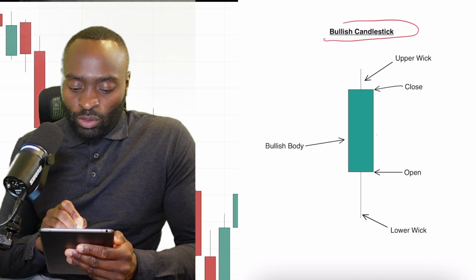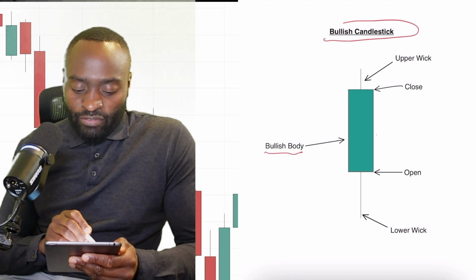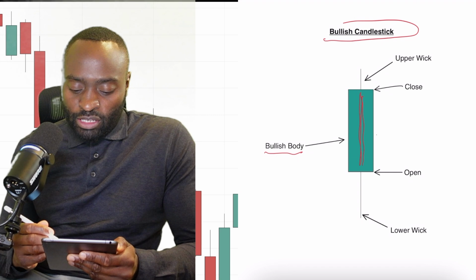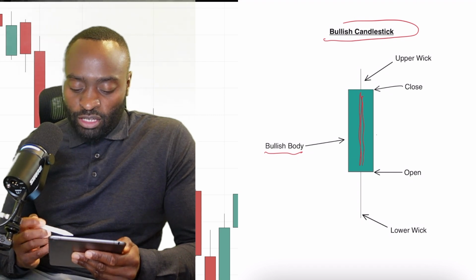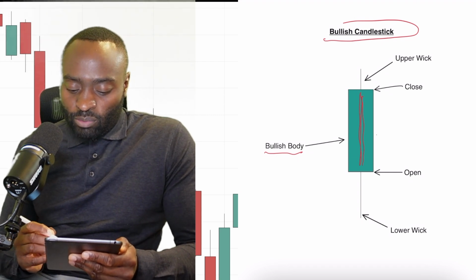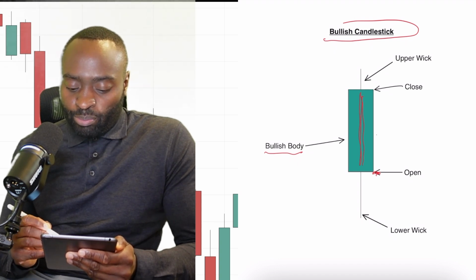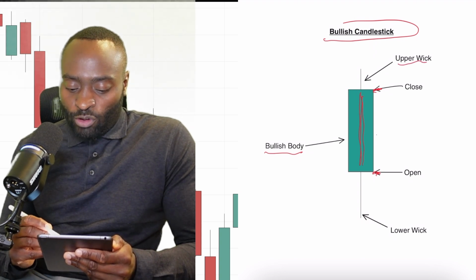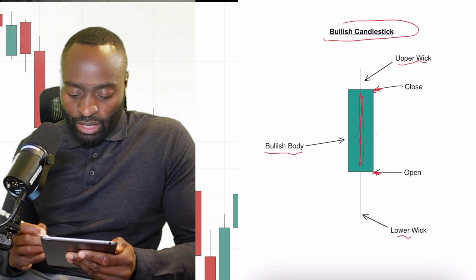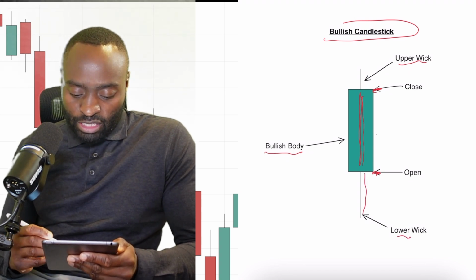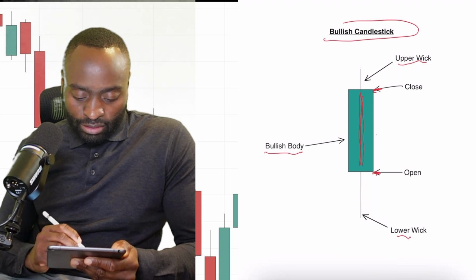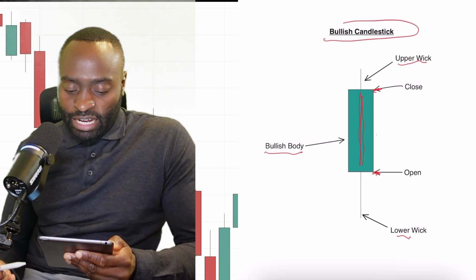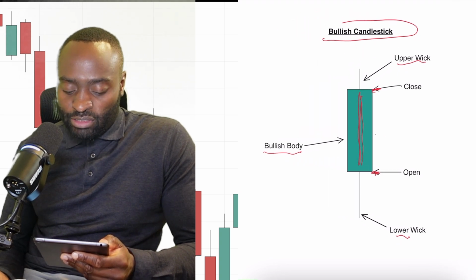Straight into it then, we're looking at a bullish candlestick. We have a bullish body. All of this green section is the bullish body. Because it's a bullish candlestick, we have the open, which is at the lower end of the body down here, and we have the price close, which is at the high of the body up here. We have the upper black line, which is called the upper wick, which is there. And we have the lower wick, which is this line down here. That's the lower wick. So that's the basic anatomy of a bullish candlestick.